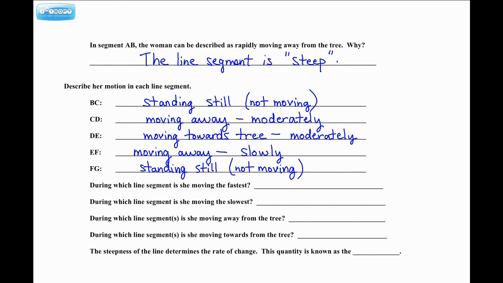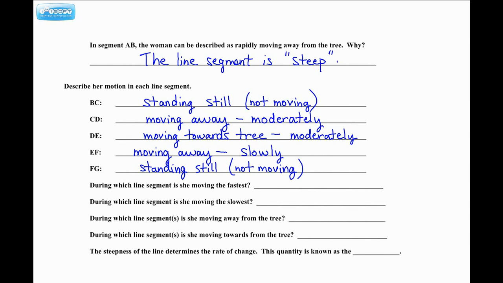So far in our description of the graph, we've talked about the woman moving slowly, moderately, and rapidly. Well, what that could actually mean in real life, say when she's moving rapidly, maybe she's sprinting. Maybe she's running as fast as she can. And when she moves moderately, maybe she's just jogging. And slowly, maybe she's walking. We don't know exactly, but it could be that.